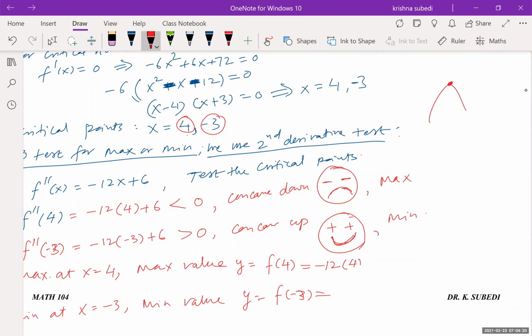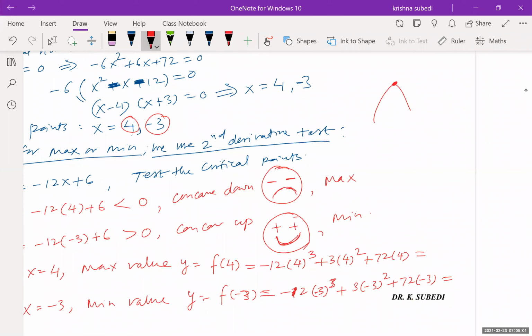Negative 12 times 4, and plus 4 cube, and plus 3 times 4 square, plus 72 times 4 equals, you can calculate that by yourself. And when I plug in -3, I leave it to you. So that's -12 times -3 cube, plus 3 times -3 square, plus 72 times -3.